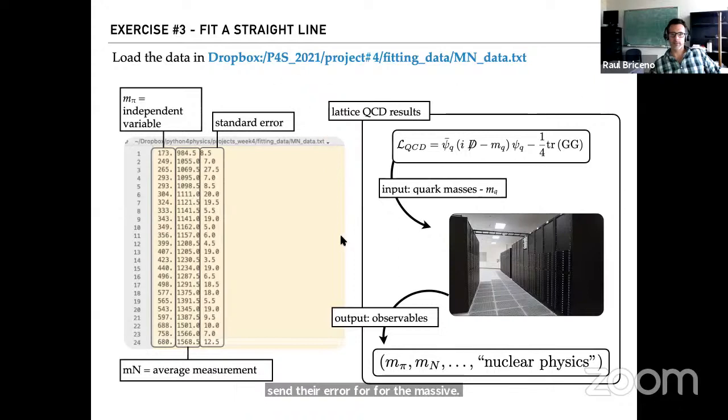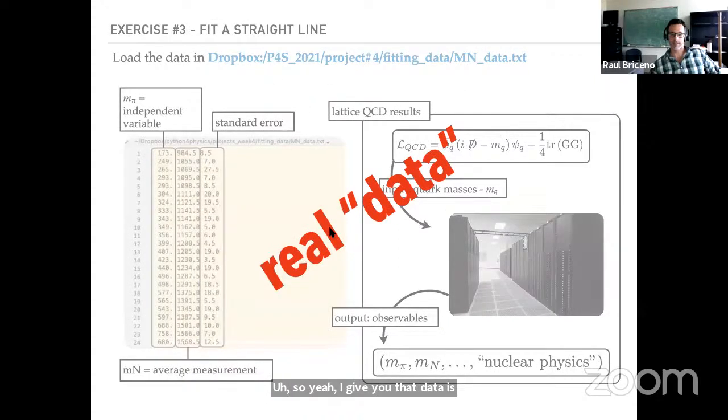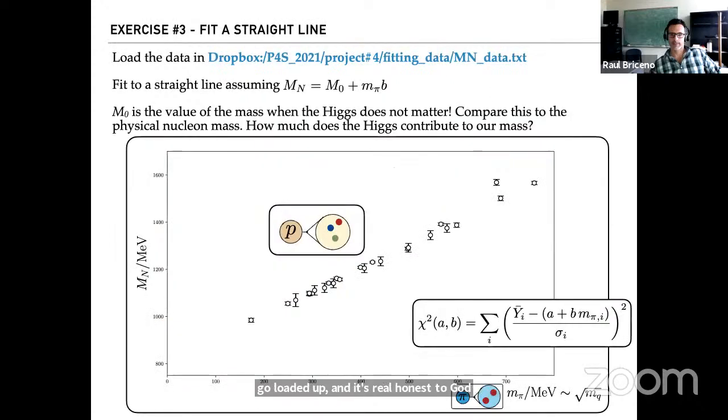It's in this folder, so go load it up. And it's real honest to God data. And so here it is. Let's look at it. And I did label this one properly. Thank you, Anonymous. So on the y-axis is the nucleon mass in some units, okay? Forget about the units. It's just the nucleon mass, meaning the proton mass.